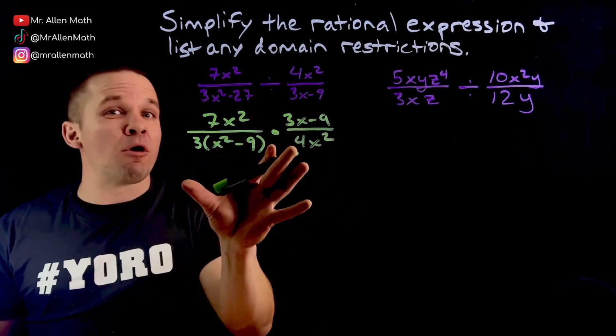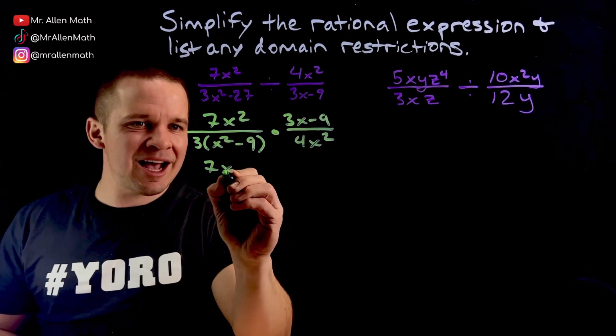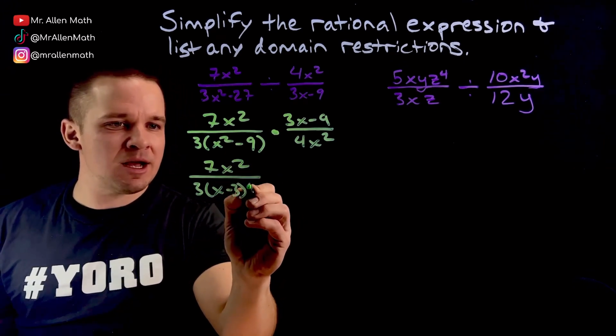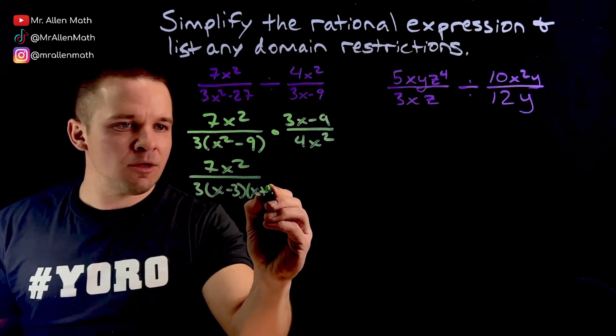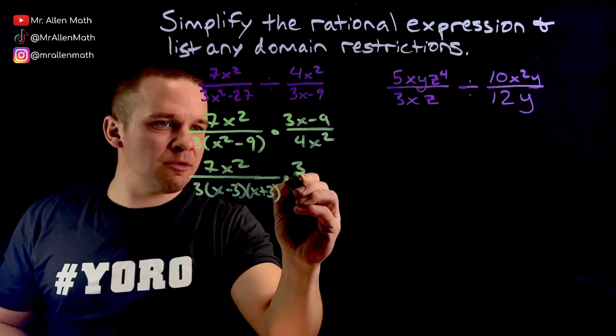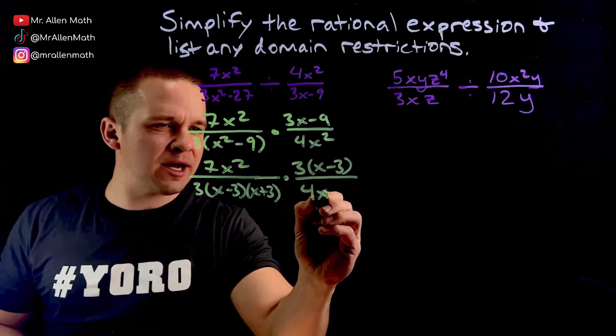Now, I can do a little bit more factoring, so let's do that. I'm going to have 7x squared over 3 times x minus 3, x plus 3. Boom. Beautiful. Times, and this guy's going to be 3 times x minus 3, and the 4x squared will remain 4x squared.